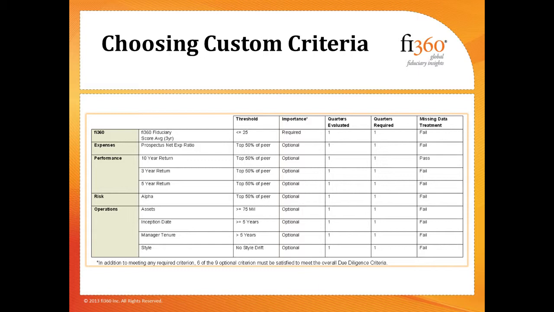So going along with that theme of custom criteria, you can add up to 15 different criteria points that you want to look at. You can include the fiduciary score, expenses, performance, risk, operations, mix and match how you please. You can establish thresholds for each of those, a level of importance, so maybe you have certain weightings for the score. It's very important. You want to have that as required. But the rest of the criteria you have in this case here in our example are optional. So you don't necessarily need to have a complete required set of criteria. There is some room to breathe when you're looking at funds on the watch list.